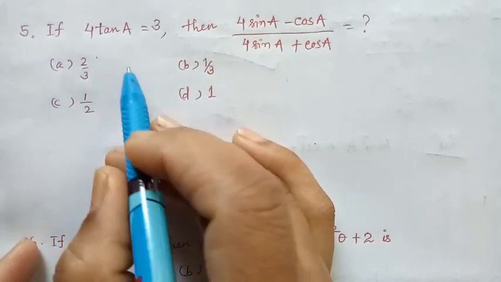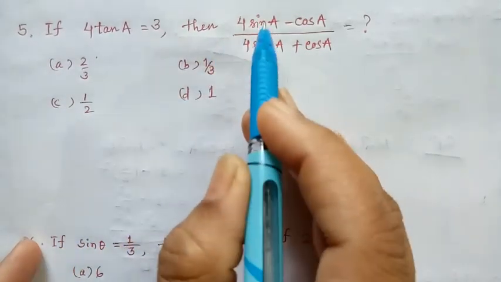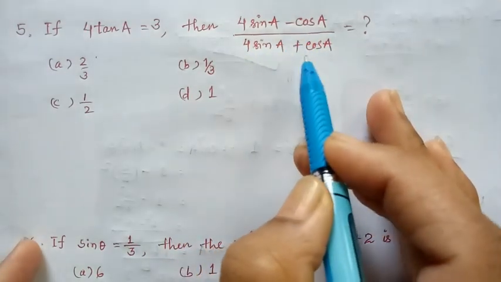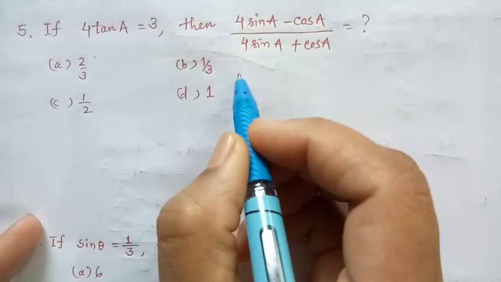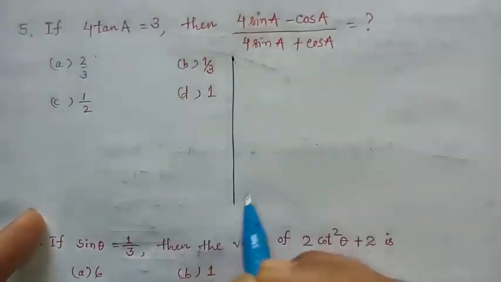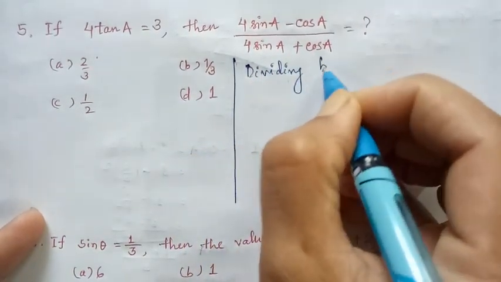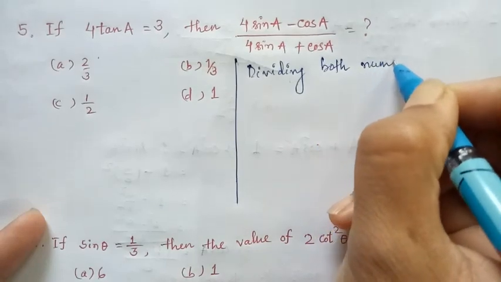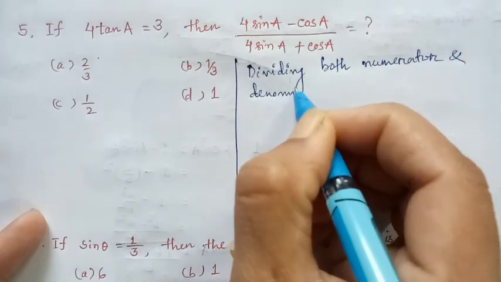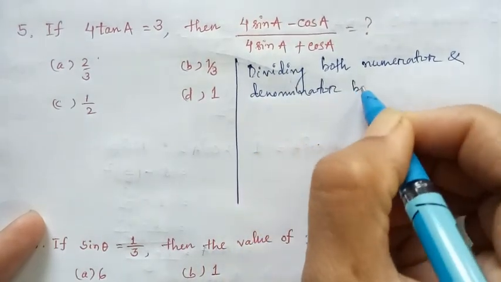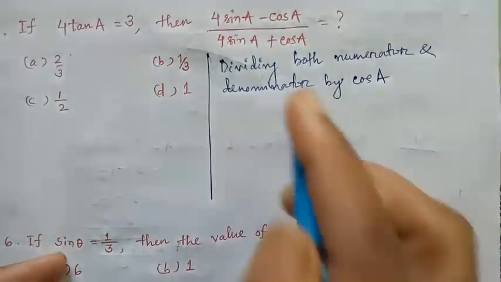Your next question is, if tan a is equal to 3, then (4 sin a minus cos a) upon (4 sin a plus cos a) is how much? Okay. So first, dividing both numerator and denominator by how much? Cos a. Okay, so we can get how much?